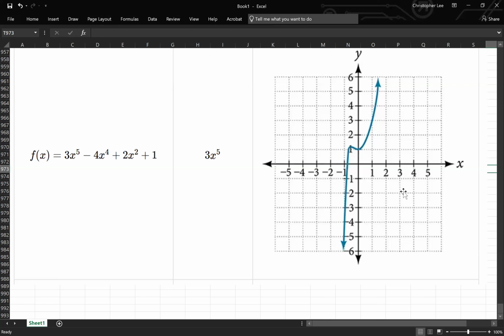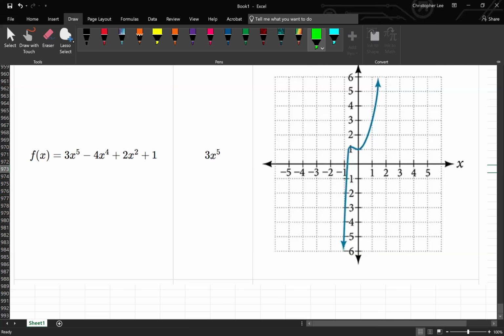All right, so here's another one. I have this polynomial. F of x equals 3x to the 5th minus 4x to the 4th plus 2x squared plus 1. The leading term is 3x to the 5th power. So what do I know about that? The coefficient in front is positive and the power is odd. So I know that the end behavior is going to be like this.